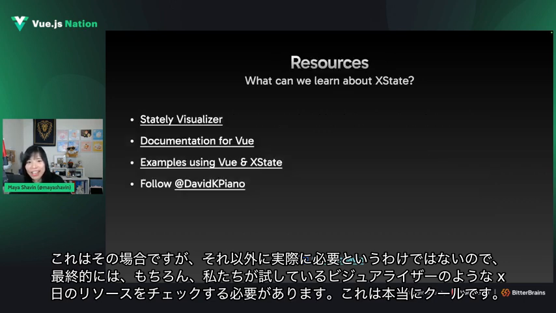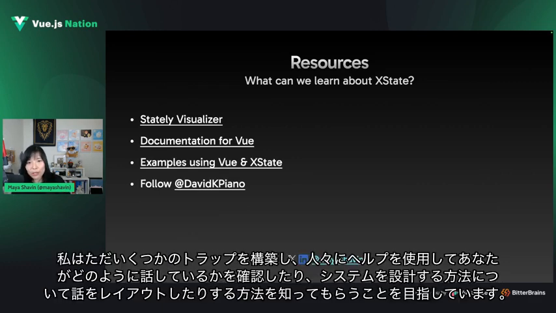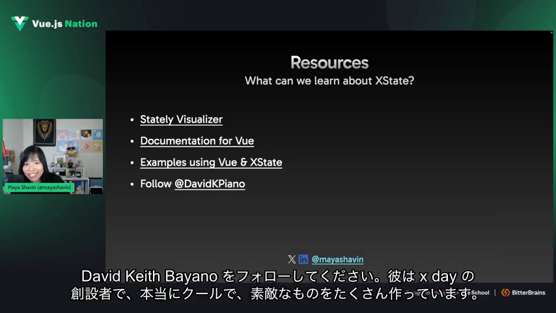So evaluate, and of course, you should check out the resources for XState, like the visualizer that we tried. It's really cool, just to build some drafts and to lay out your thoughts about how to design a system. And follow David K. Piano. He's the creator of XState, and he's really cool, and he makes a lot of nice stuff.